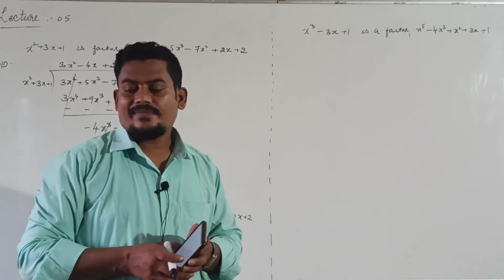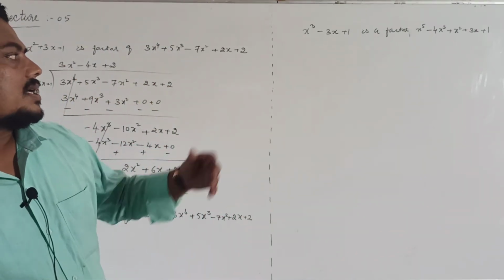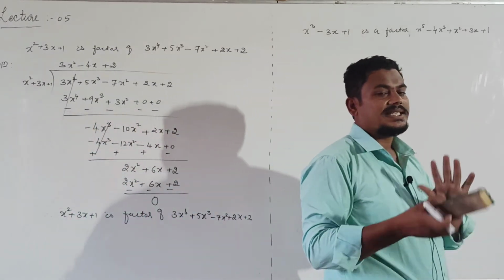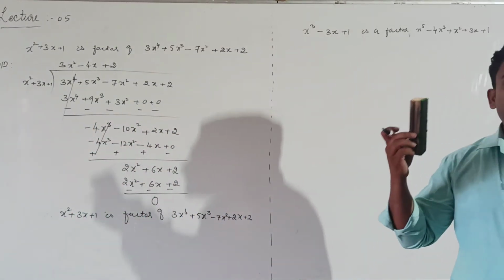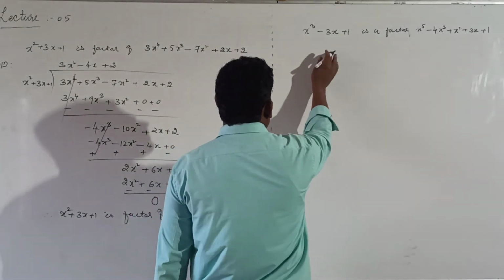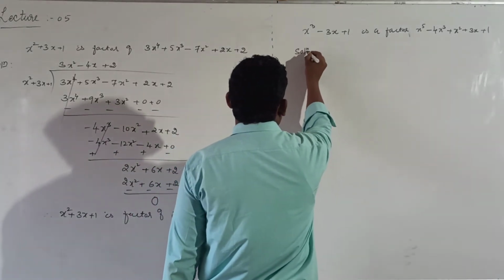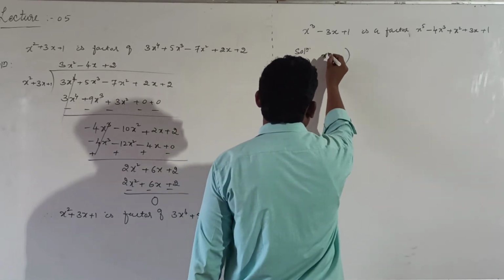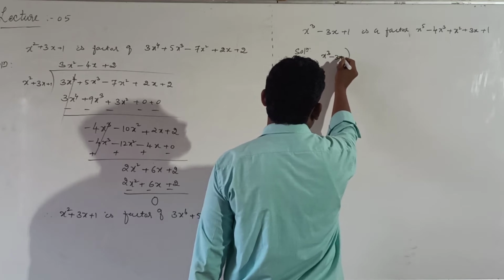Check whether the first polynomial is a factor of the second polynomial or not. For that, just divide the second polynomial by the first polynomial, x cube minus 3x plus 1.